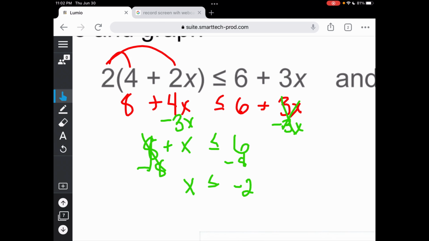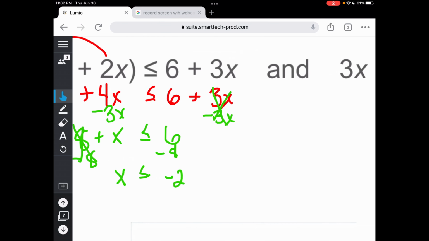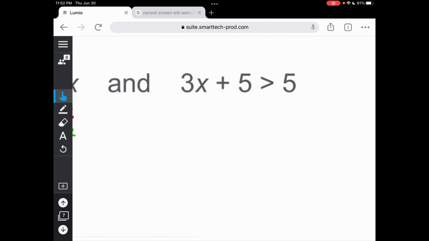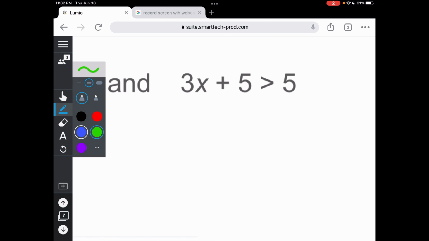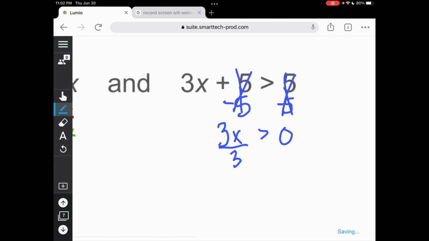Let's go to the other one. Pause if you need to see more. Got 3x plus 5 is greater than 5. Ooh, I see something on the left that's the same as something on the right. I have a feeling that'll disappear. If I subtract 5 from both sides, everything cancels out, so I'm left with 0. Divide everything by 3. And last time I checked, if I take 0 and divide it by 3, I get 0.